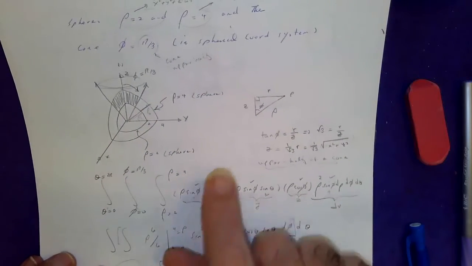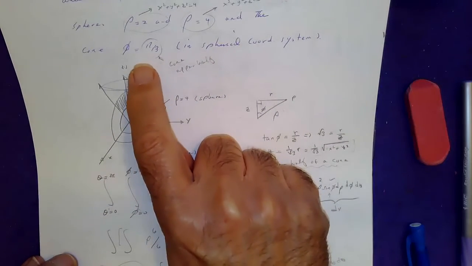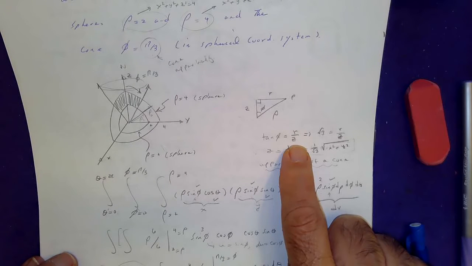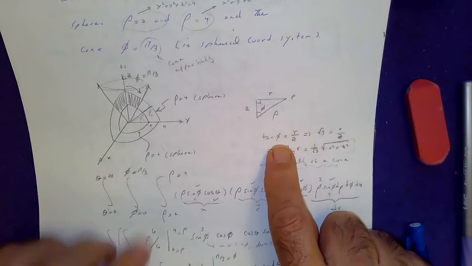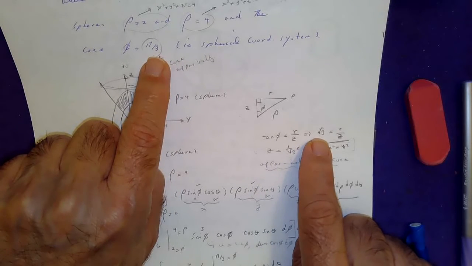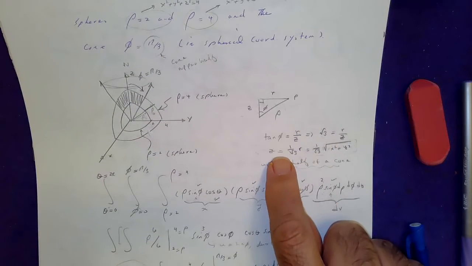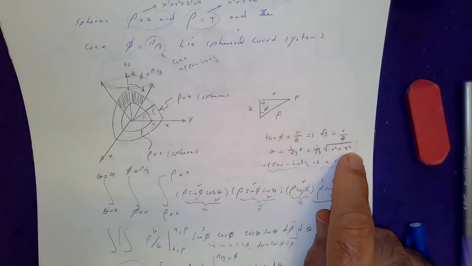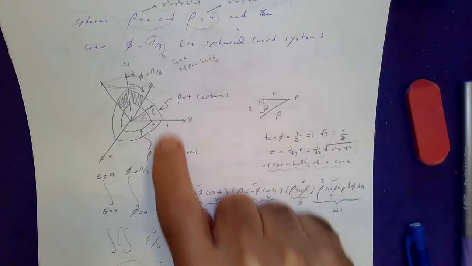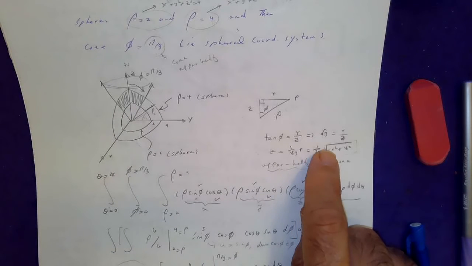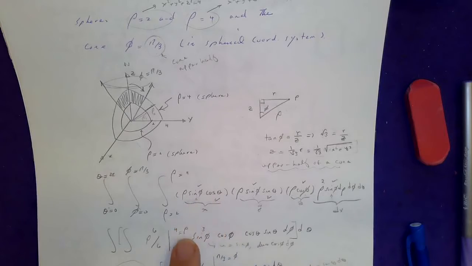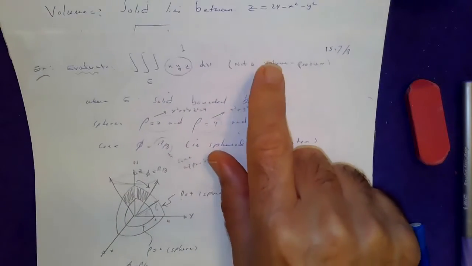By the way, to see why this is a cone, remember tan of phi is equal to r divided by z. But tangent of 60 degrees is square root of 3. So if you manipulate this, you get z equals 1 over square root of 3 times the square root of x squared plus y squared, which is the equation of the upper half of a cone, because you only get the positive square root of x squared plus y squared. So this is not a volume problem because the integrand is not 1.